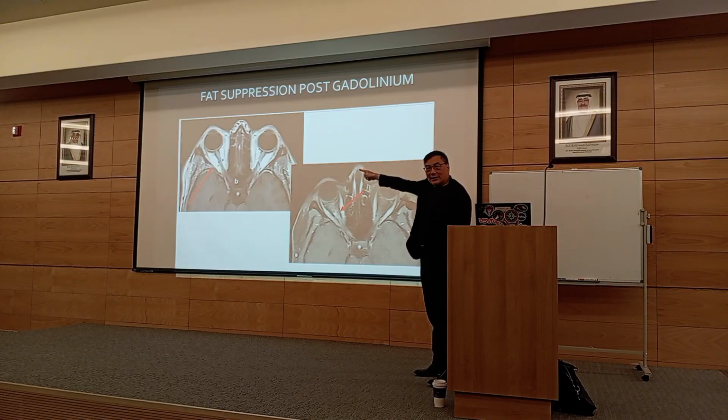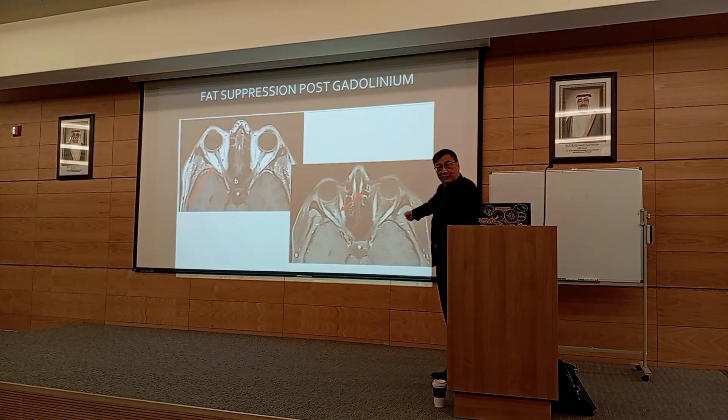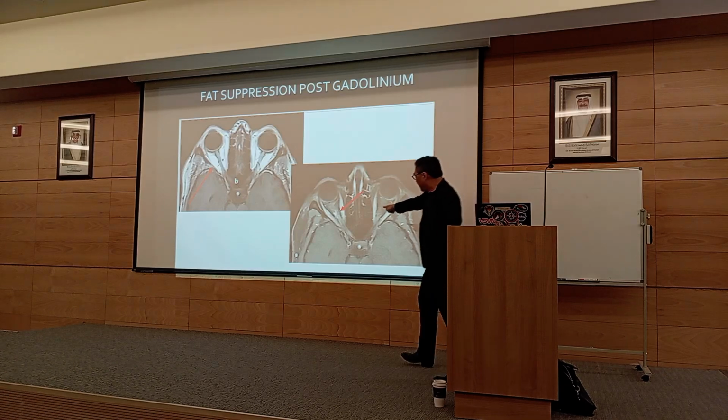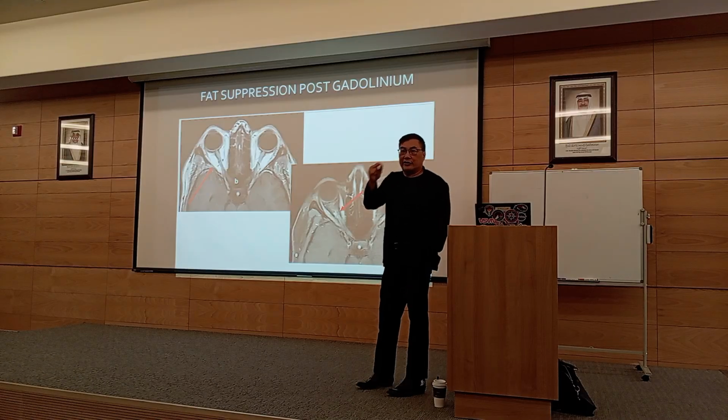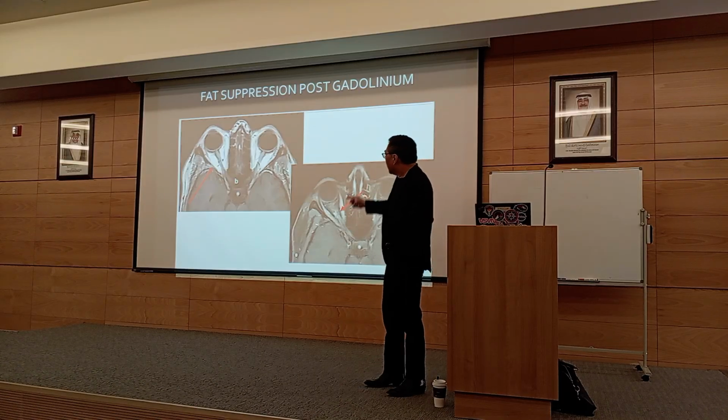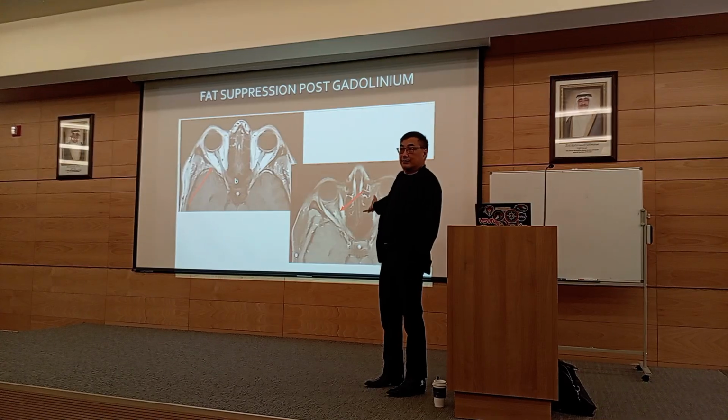See the fat? It's very bright. Is that T1 or T2? T1 is fat, T1 bright. I suppress the fat with the fat suppression STIR, short tau inversion recovery. See that little bit of enhancement right there in the orbit? That's the normal thing you see in the good version of optic neuritis.